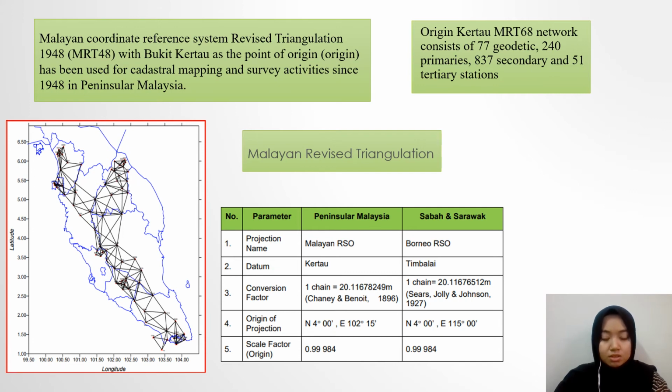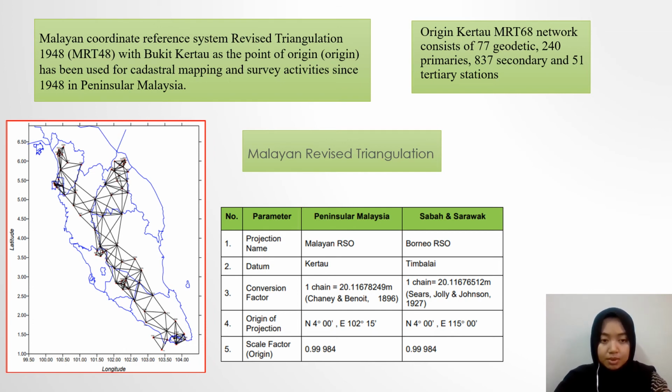The MRT-68 network consists of 77 geodetic, 240 primary, 837 secondary, and 51 tertiary stations. It is based on conventional observation, with many of the triangulation points dating as far back as 1885. The MRT-68 has been adopted as a result of the recomputation of the earlier network together with the primary triangulation carried out between 1930 and 1960.